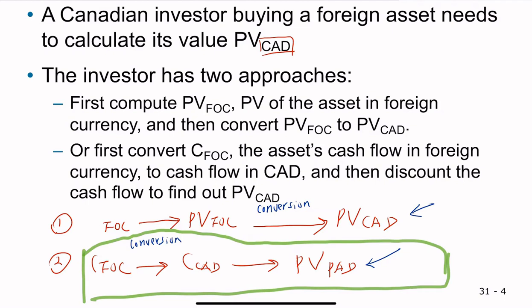And then, after getting this present value in the foreign currency, you will convert the present value back to Canadian currencies using the spot exchange rate. And then the second way, you will first convert foreign cash flows into cash flows denominated in Canadian dollars. And then you will discount Canadian dollars with the domestic cost of capital. That is the cost of capital in Canada, right?